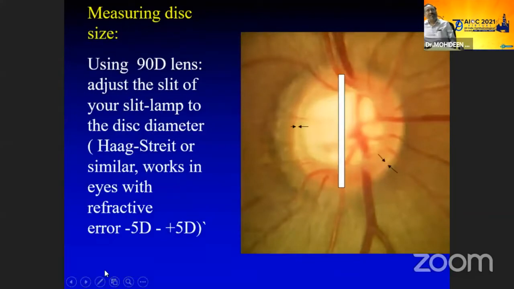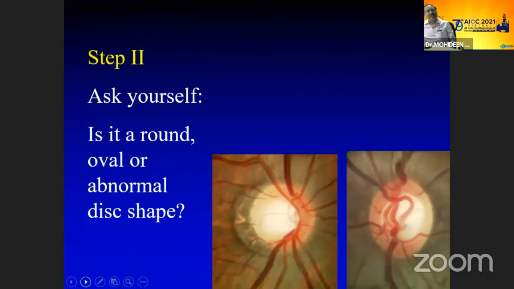The next thing is to know the disc size. How do you know the disc size? You can use a slit beam: put the slit beam across the disc and measure exactly how big your disc size is. This is an easy way to know your disc size. Number 2 is to ask yourself whether the disc is circular or oval. Depending on that, your rim will be decided.